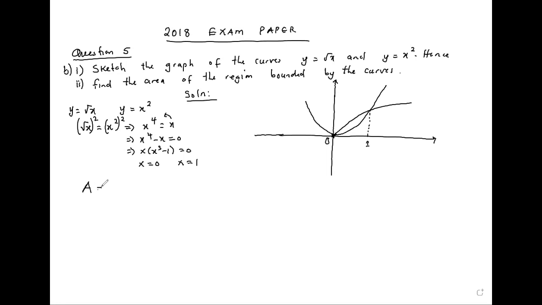So you say the area is going to be the integral from 0 to 1 of the upper curve, because you're talking about the region inside, this region here. So we'll have the upper curve, which is the curve root x, minus the lower curve, this curve here, which is x squared, and then dx.